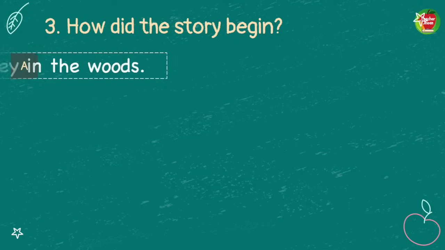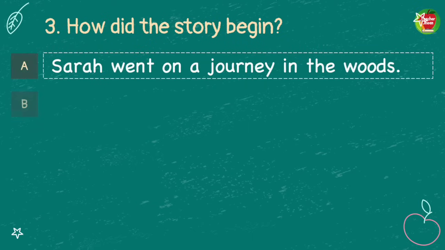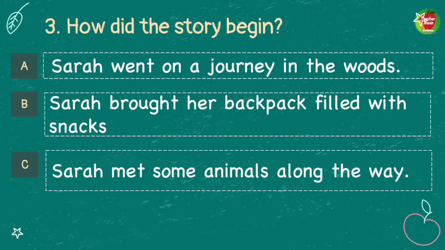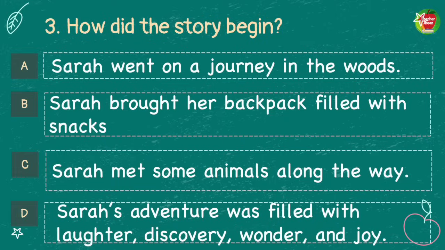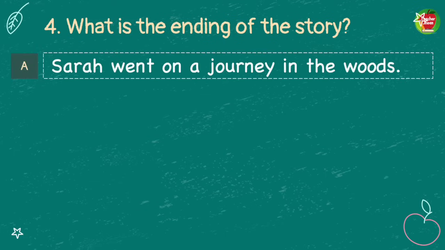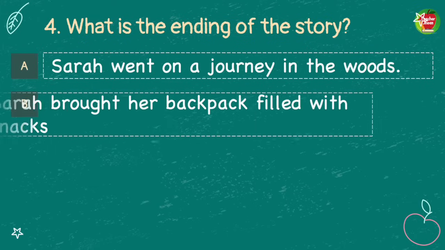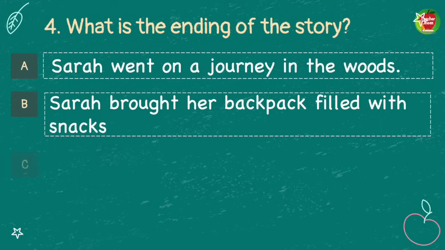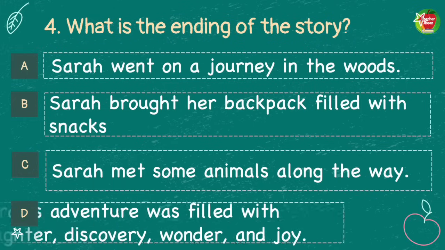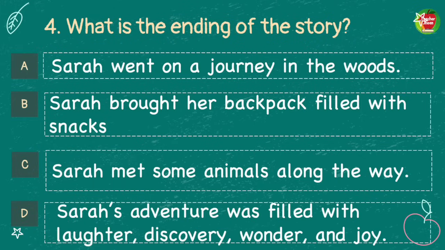How did the story begin? A. Sarah went on a journey in the woods. B. Sarah brought her backpack filled with snacks. C. Sarah met some animals along the way. Or D. Sarah's adventure was filled with laughter, discovery, wonder, and joy. Number 4. What is the ending of the story? A. Sarah went on a journey in the woods. B. Sarah brought her backpack filled with snacks. C. Sarah met some animals along the way. D. Sarah's adventure was filled with laughter, discovery, wonder, and joy.